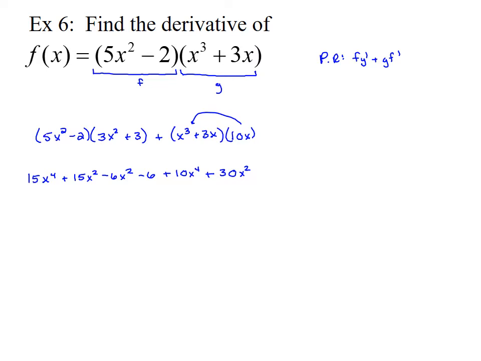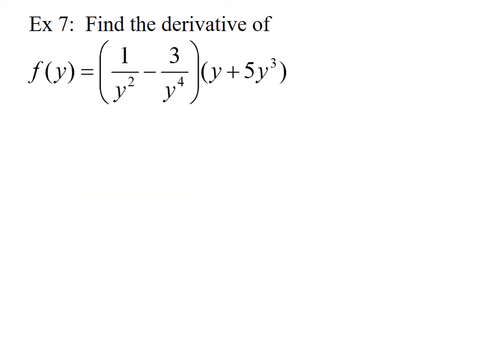So 15x to the fourth plus 10x to the fourth is going to give us 25x to the fourth. Then you combine all of your x squareds. Let's see, that's 45 minus 6 is a 39x squared. And then the lonely minus 6 on the end. So that is an example of where you can use the product rule to find the derivative. Now on the next one, I'm actually going to show you a different way that this same problem could have been done. Instead of using the product rule, some of y'all may be encouraged to do it this way.